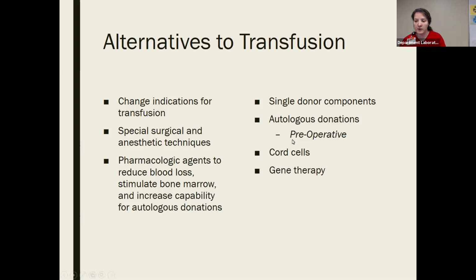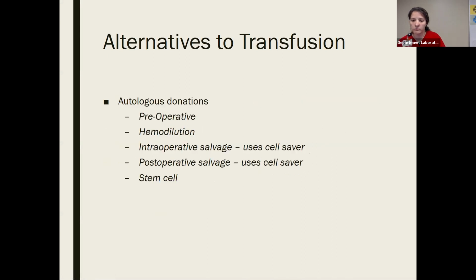Cord cells and gene therapy have really been instrumental in patients that have been diagnosed with cancer or another rare disorder, rather than transfusing, giving them stem cells to try to stimulate cell production again. And here are some autologous donations that we will talk about in a future lecture. Pre-operative, where if you know you're scheduled for surgery, usually about 4 weeks out, you can go and donate. You can do an autologous donation. You can have family members donate for you. That would be a directed unit.